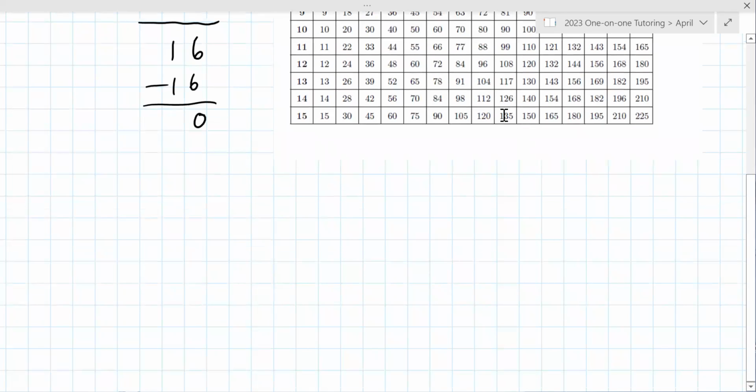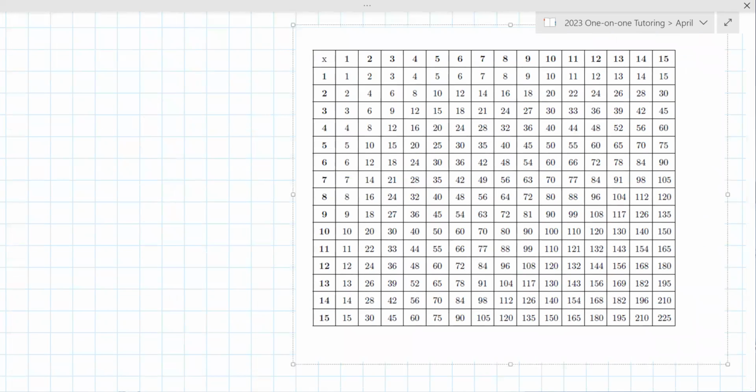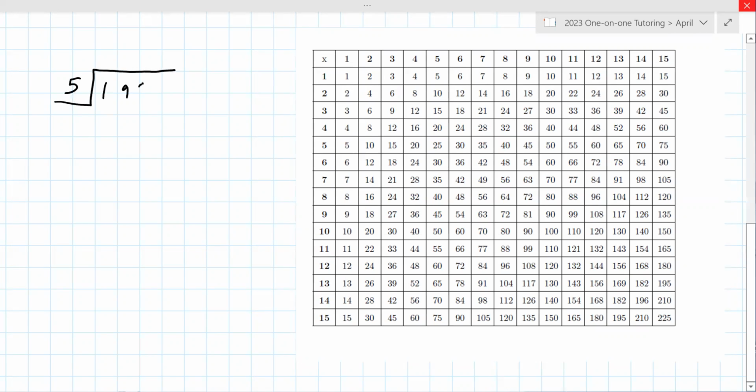Okay, let's try another one here. Make it a little bit bigger here. All right. Let's go 1,985 divided by 5.